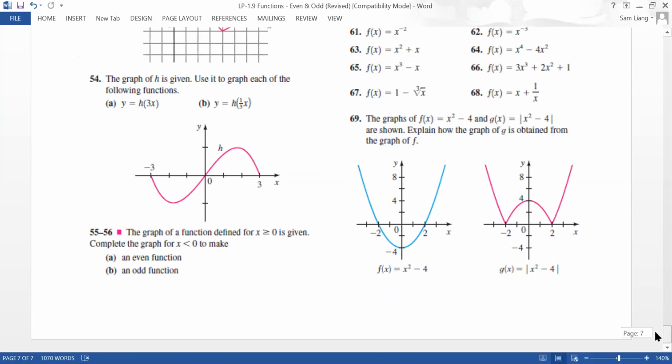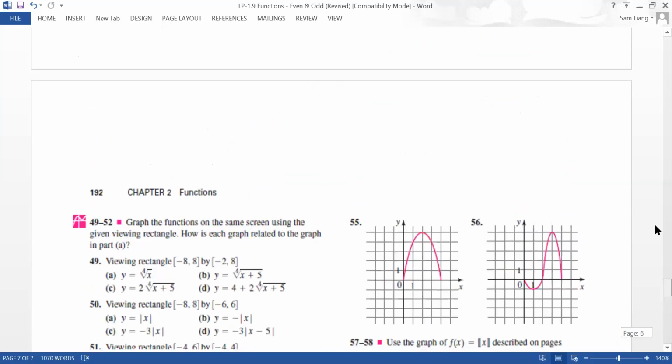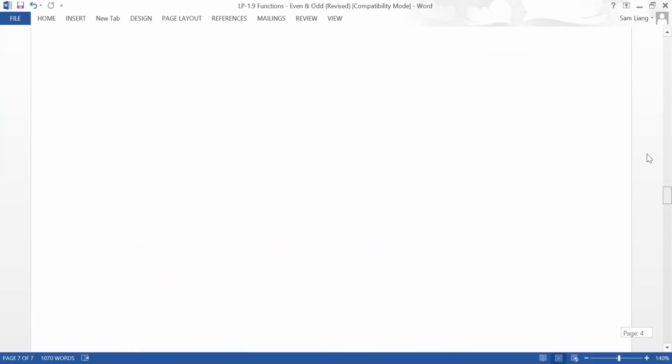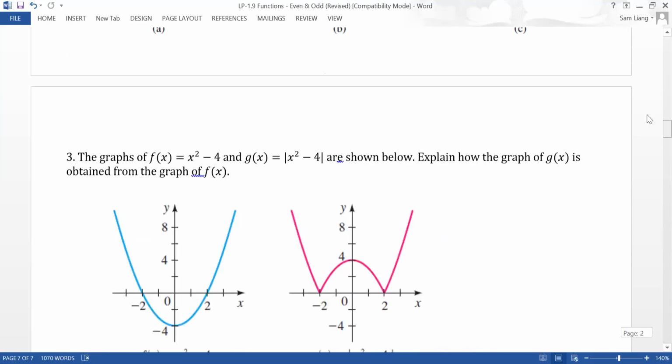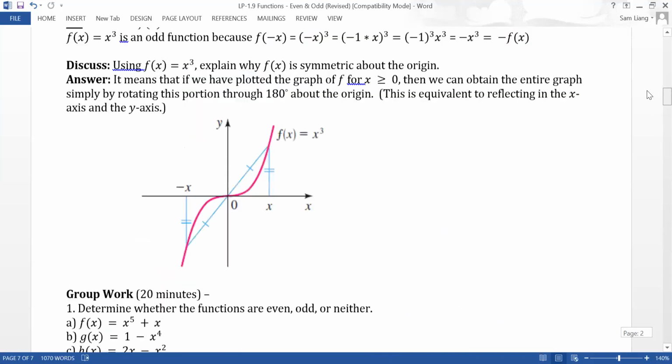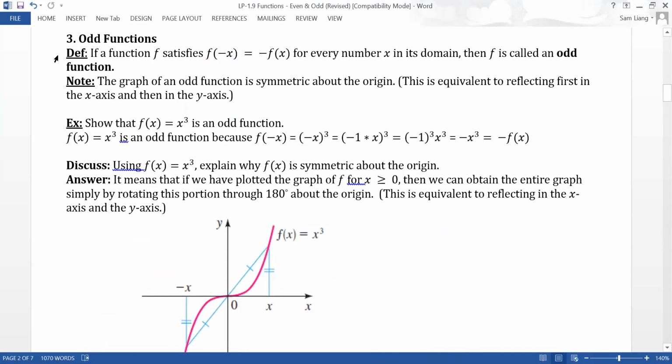All right, back to the lesson. Sorry, I'll give you a chance to copy that part down. If you need to copy any of this part down, please pause the video here. Otherwise, I'll move on to the worksheet, which I believe is next.